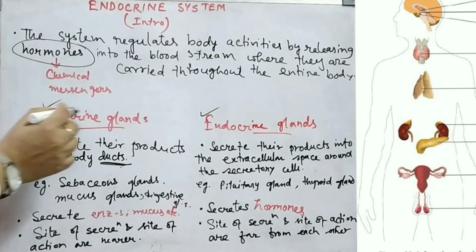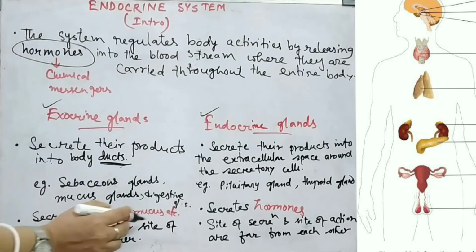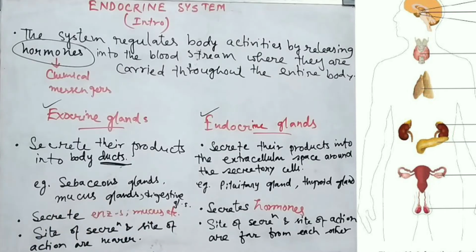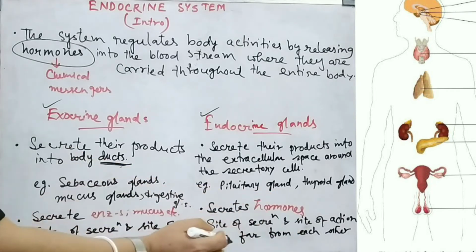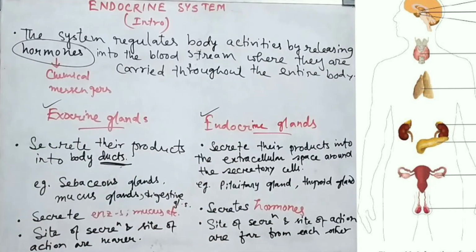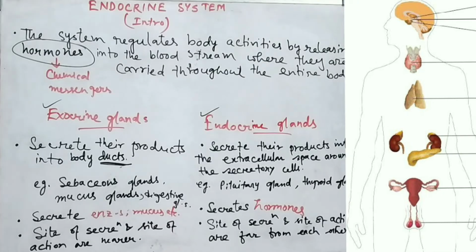In exocrine glands, the site of secretion and the site of action are near. Whereas in endocrine glands, the site of secretion and the site of action are far from each other. For example, the hormone released from the pituitary can act on any part of our body.